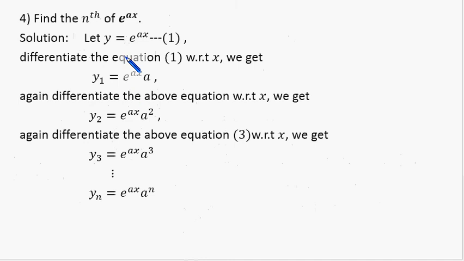Similarly, next we find the nth order derivative of e power ax. You know that the given term is y is equal to e power ax. We take the first order derivative of y, that is y1 is equal to e power ax into the derivative of ax, that is a. Again, differentiating the above equation with respect to x, we get y2 is equal to e power ax into a square. And similarly, the third order derivative is y3 is equal to e power ax into a cube. More generally, the nth order derivative is equal to e power ax into a power n.